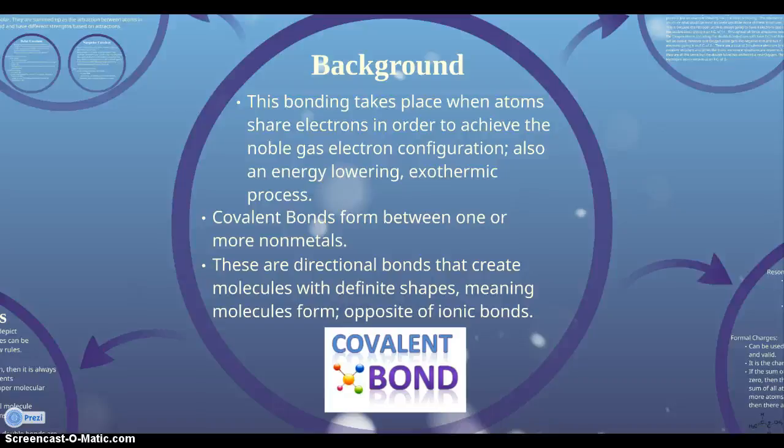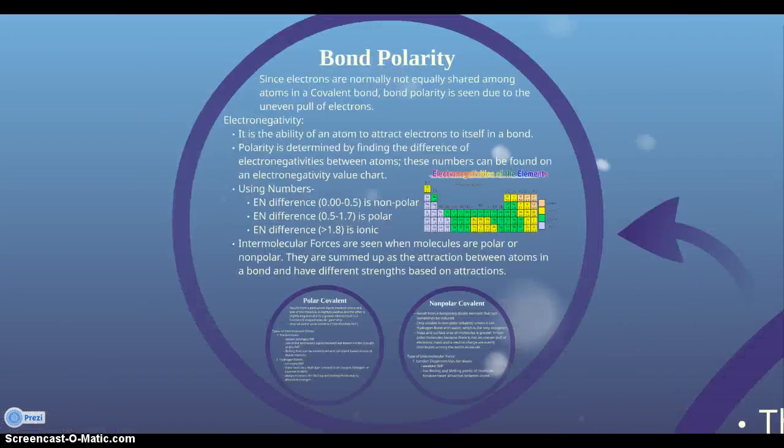Now, covalent bonds form between one or more nonmetals. No metals, that's ionic, no transition metals. These are directional bonds that create molecules with definite shape. Now the directional portion basically just means that molecules form. Now this whole thing is the opposite of ionic bonds, so that's important to remember.